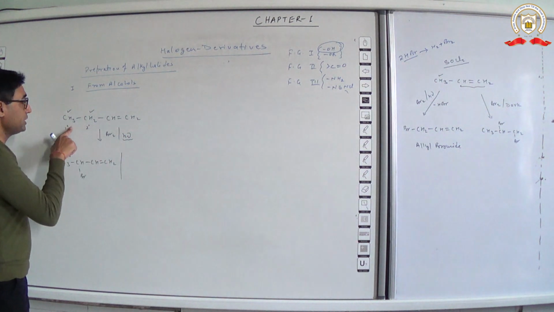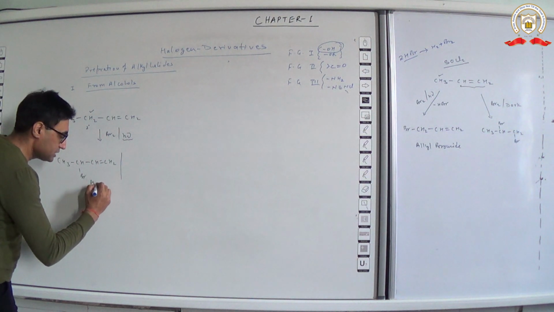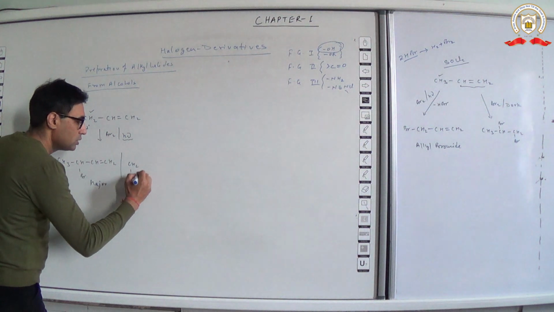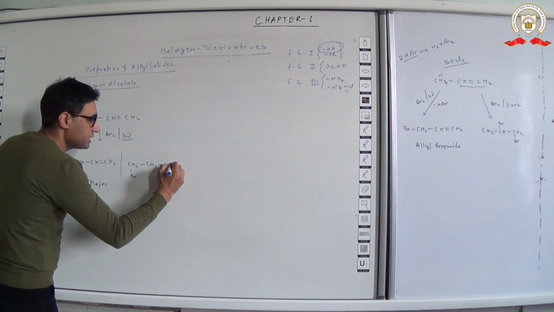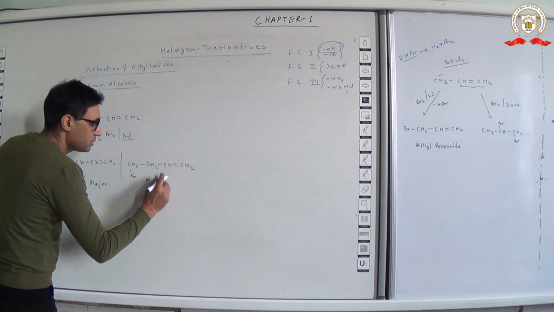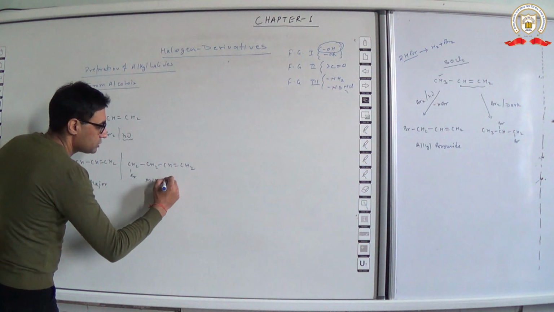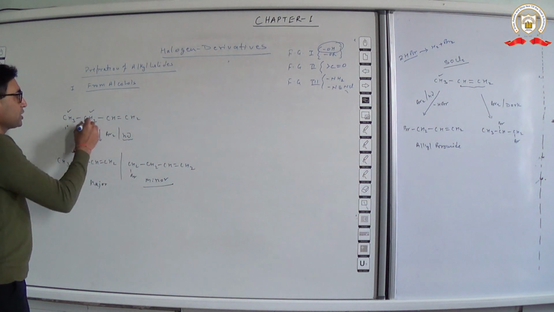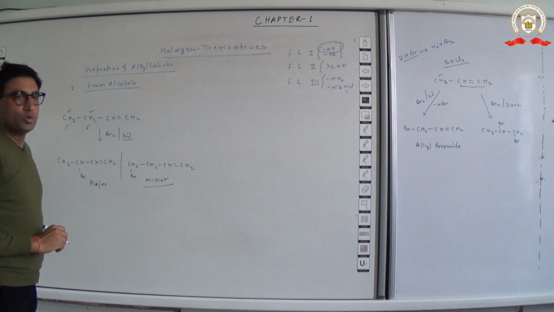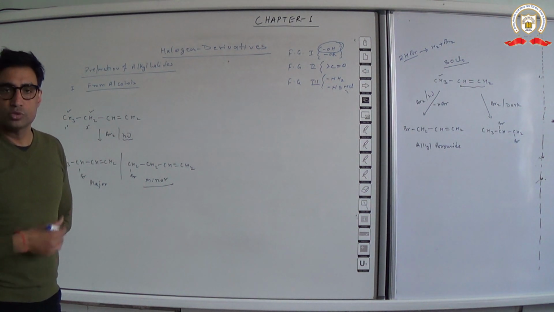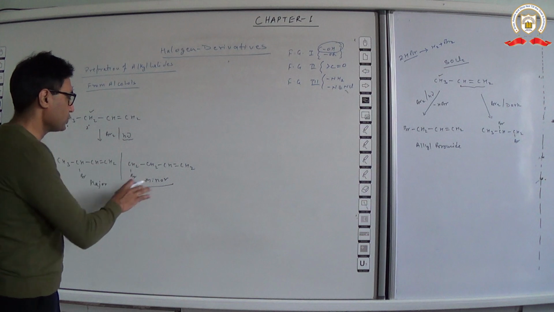And what about this one? This will be a minor product. This is the major product. CH2Br, single bond CH2, CH double bond CH2 is the minor product. Why is this one the major product? Because the 2 degree free radical is more stable, and more stable free radicals are quite easily formed. So this will react, and this is what you get.